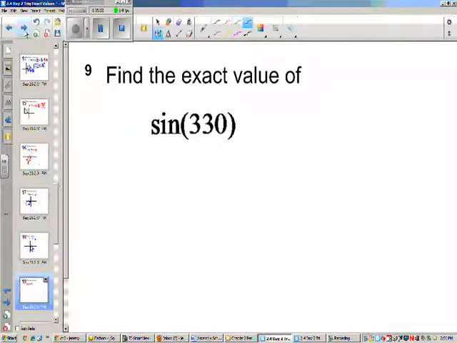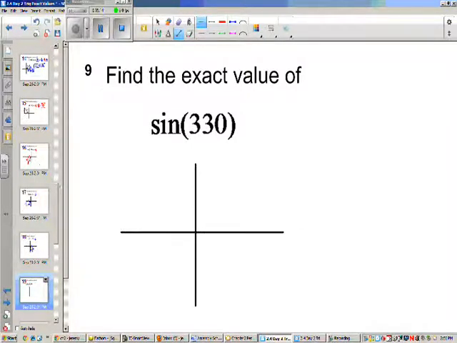All right, sine of 330. Again, try this again by pausing the video. 330 degrees, 0, 90, 180, 270, 360. So back 30 degrees from that.